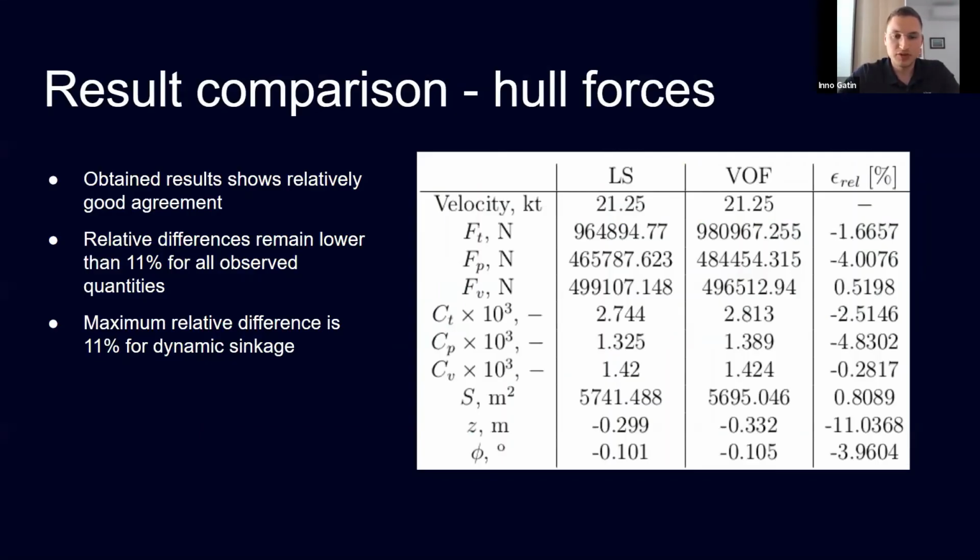Of course, what's most important is to compare the numbers. So here we have a comparison between level set and VOF in terms of different items that we measure in the CFD simulation of self-propulsion. We have forces here, so FT is total force, which is the most important one, and you can see that the difference between VOF and level set is below 2%, which is good. Sinkage and trim have small absolute differences, but the values are really small, so the sinkage error is around 11%, still quite acceptable.